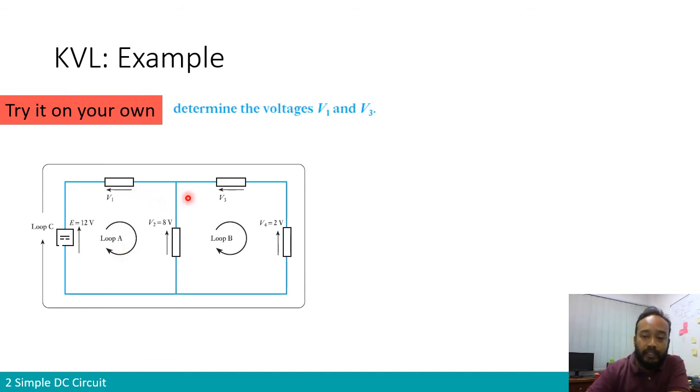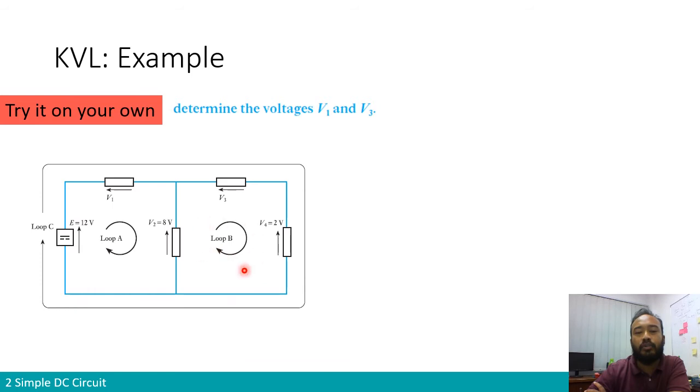So the first step is to identify the loop. How many loops do we have in this circuit? This is very important. As we can see, we basically have 3 loops. The first one is what we call loop A. The current can circulate in this loop.